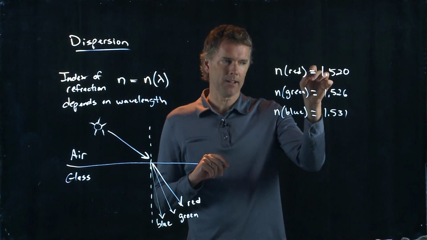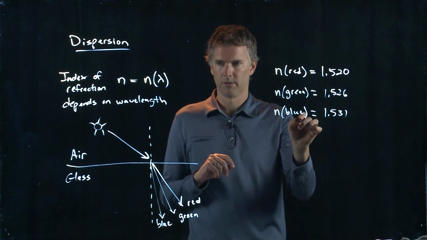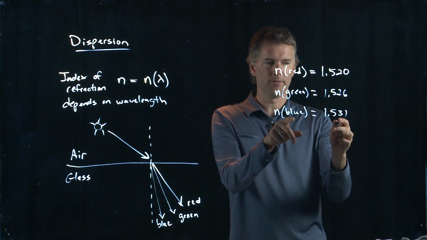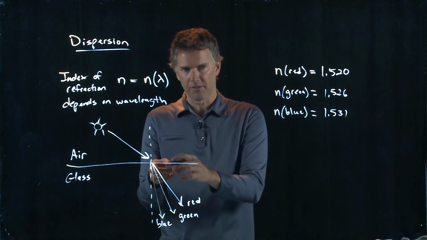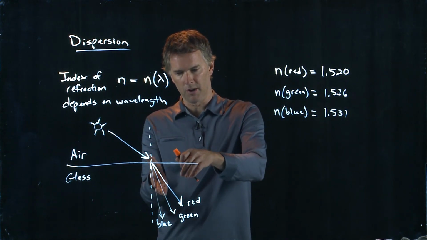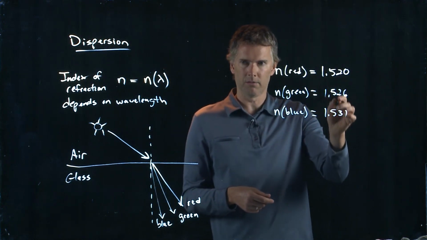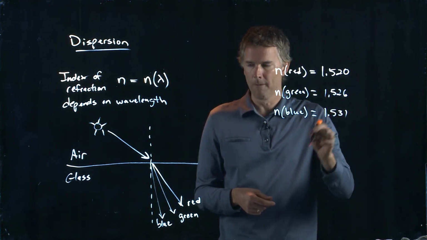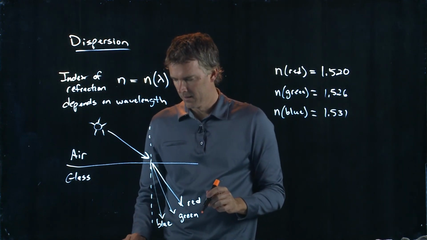Okay. Most glasses have a higher index when you go to shorter wavelengths. So the blue is a shorter wavelength. It has a higher index than the red. Now, we didn't draw this to scale, okay? Those things aren't going to be spread out nearly that much because these numbers are pretty close to being equal. We just did this for simplicity here.